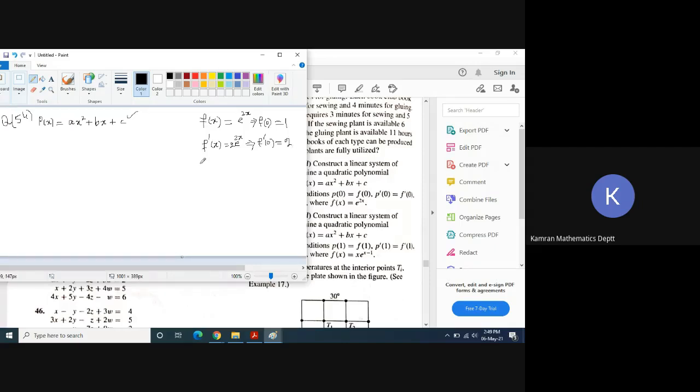Now find f double prime of x. f double prime of x will be 4 e power 2x. Now find f double prime of 0. It is 4.